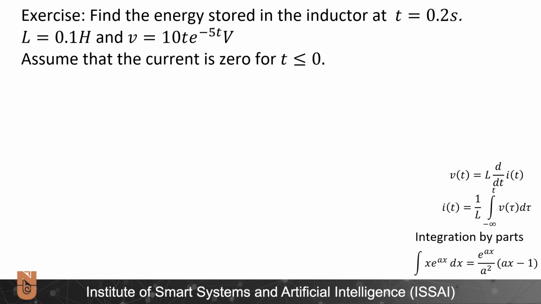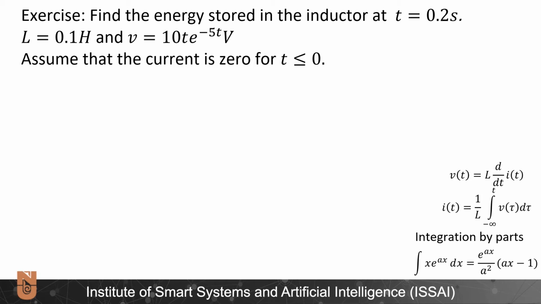Now we need to find the energy stored in the inductor at t is equal to 0.2 seconds. And we have the function v is equal to 10t times e to the minus 5t volts for the voltage over that inductor. And the inductance value is equal to 0.1 henries. And another piece of information given is that the current is 0 for t is less than or equal to 0. So basically I know as the initial condition at t is equal to 0 that current is equal to 0.